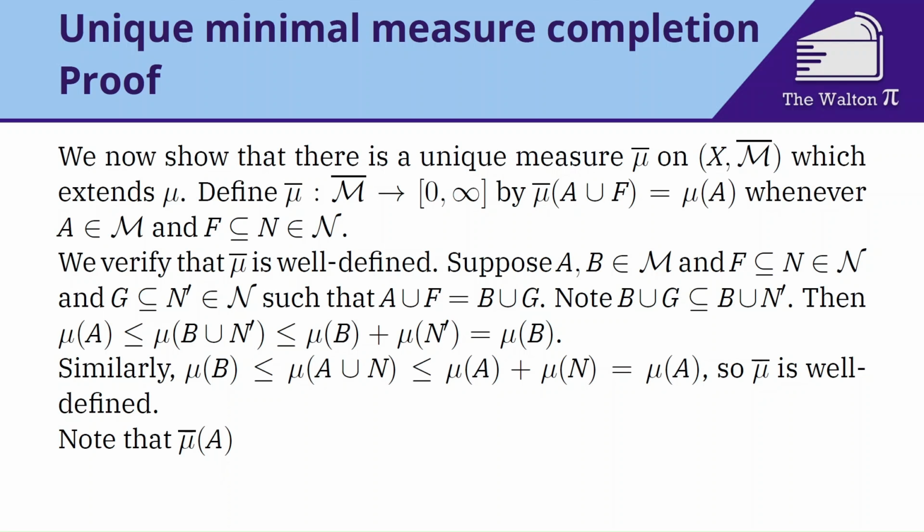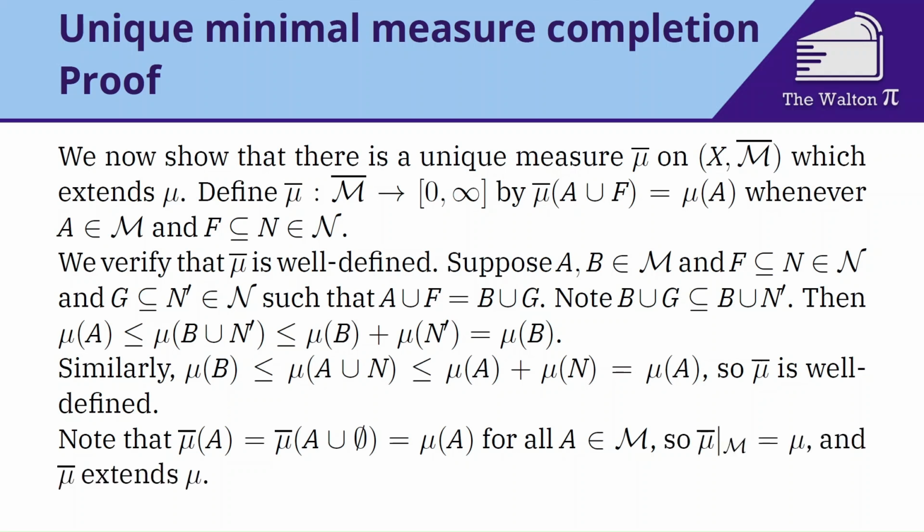Now we're going to note that mu bar of A, that's the same as mu bar of A union the empty set, which is equal to mu of A for all A in M. So that means it agrees on M itself. So we currently have a function which extends mu. We need to now show it is a measure, and then show that that measure is in fact unique.